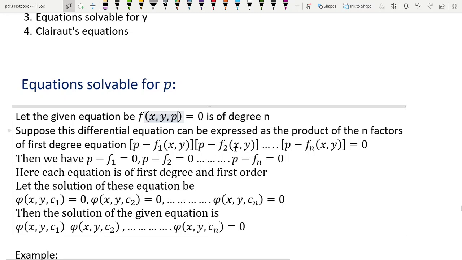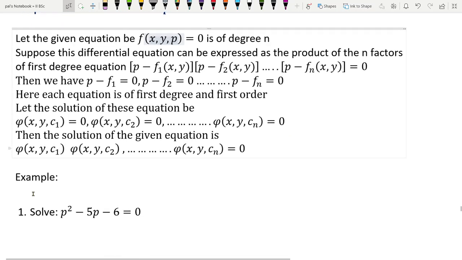Similarly, we solve this one. The solution of this equation is phi of x y c1 is 0, and the solution of this factor is phi of x y c2 is equal to 0, and like that phi of x y cn is equal to 0. And finally, we write the general solution in this format.